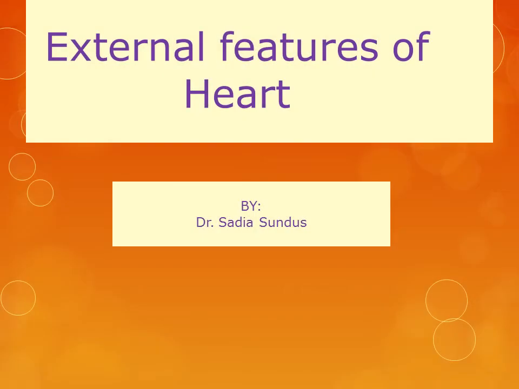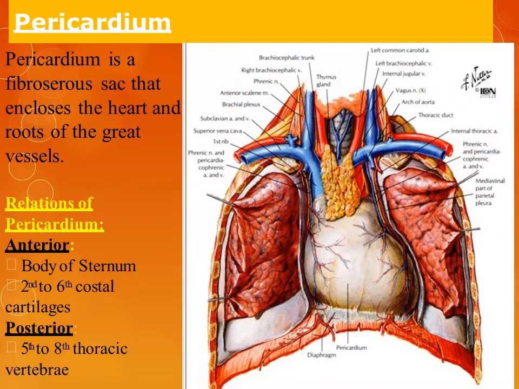So today's topic is external features of heart. External features means how we can see the heart. So heart is covered by a fibroserous layer, which is called pericardium. Peri means around, cardium means heart. Pericardium means the layer which covers the heart or which is present around the heart.